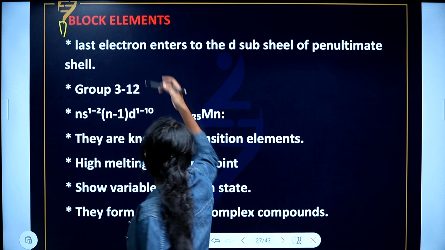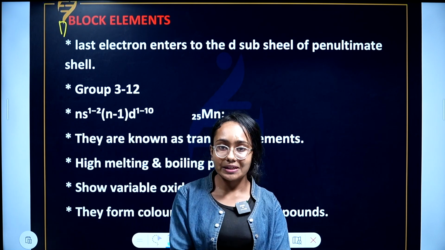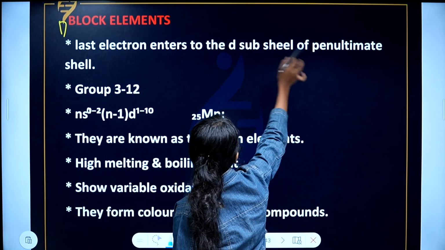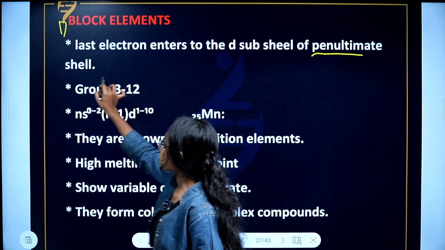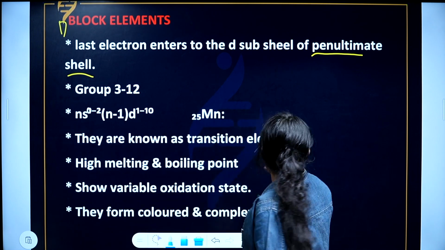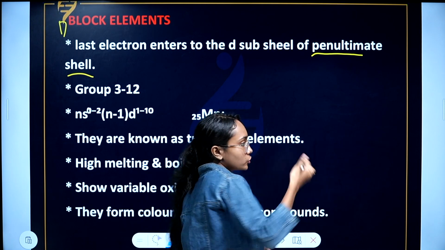Now let's see the properties of d block elements. In the d block elements, the last electron enters the penultimate subshell. What is a penultimate subshell? It is the shell or subshell prior to the outermost subshell.